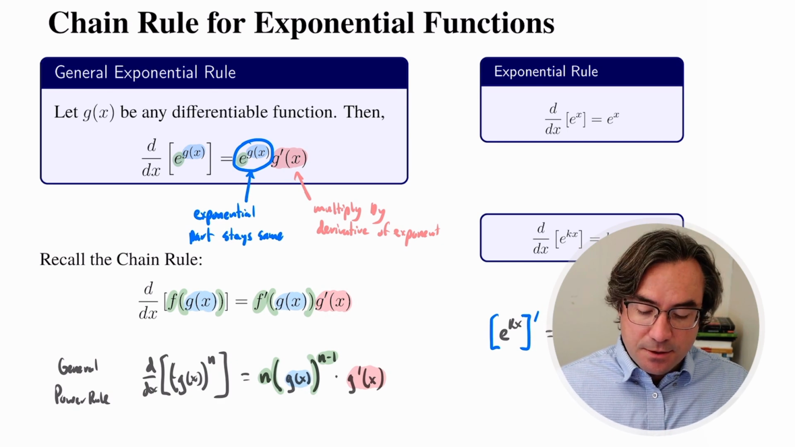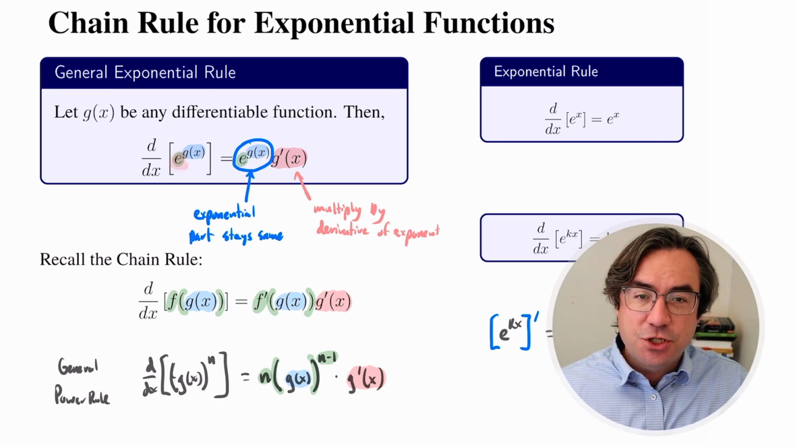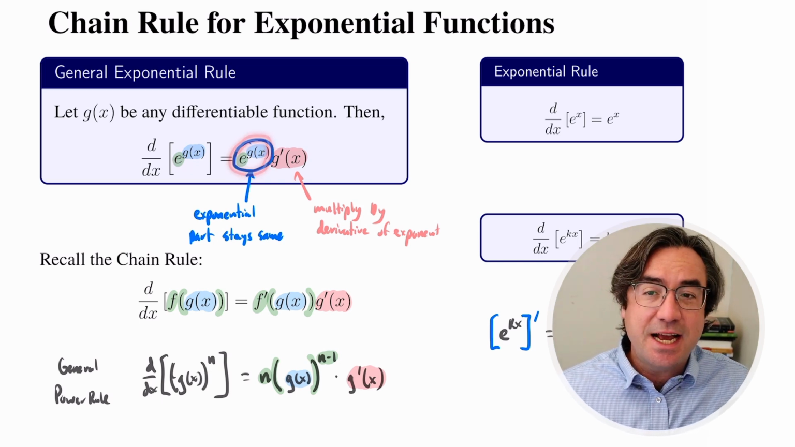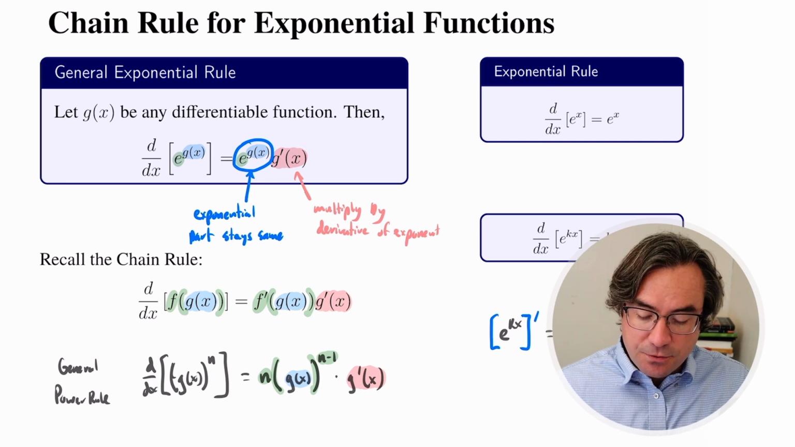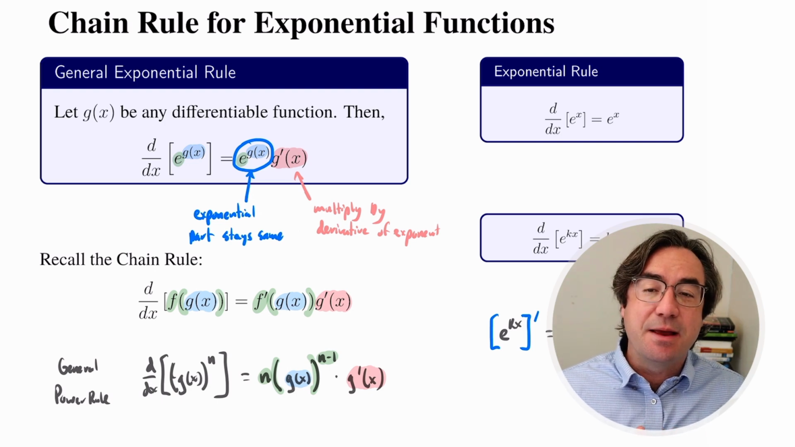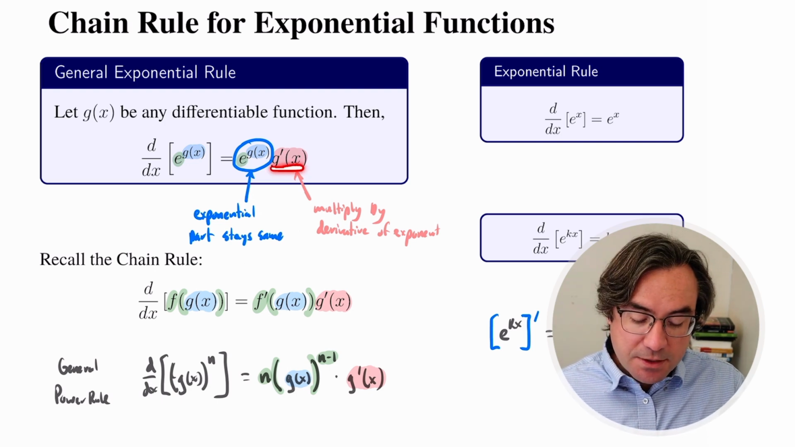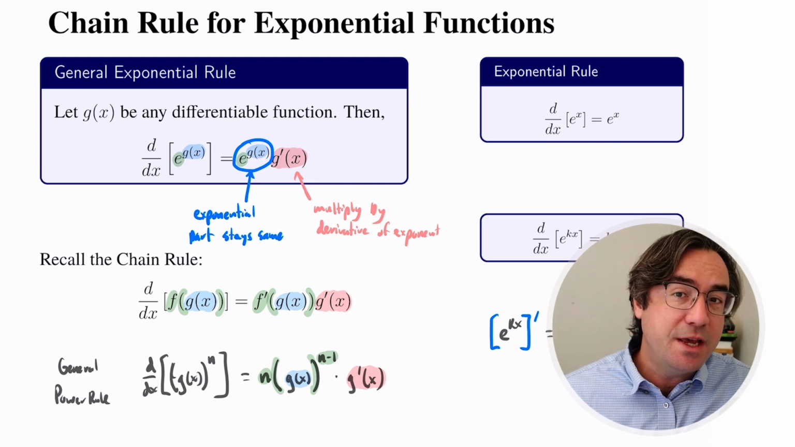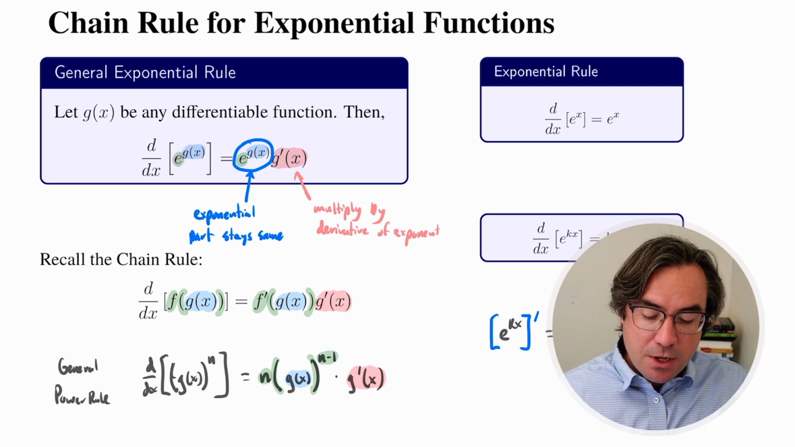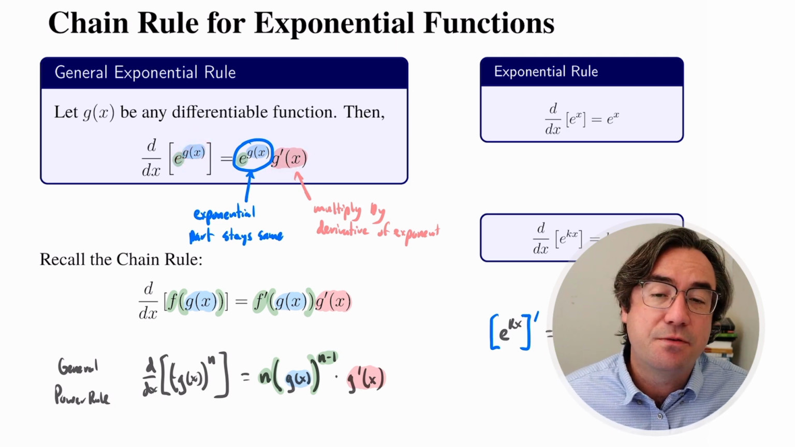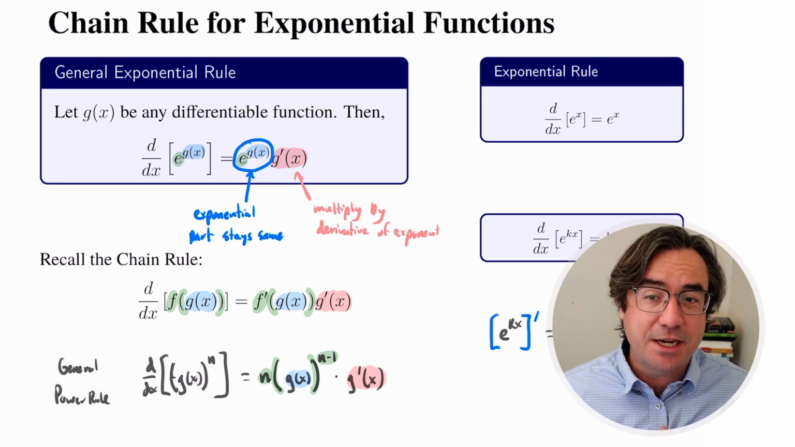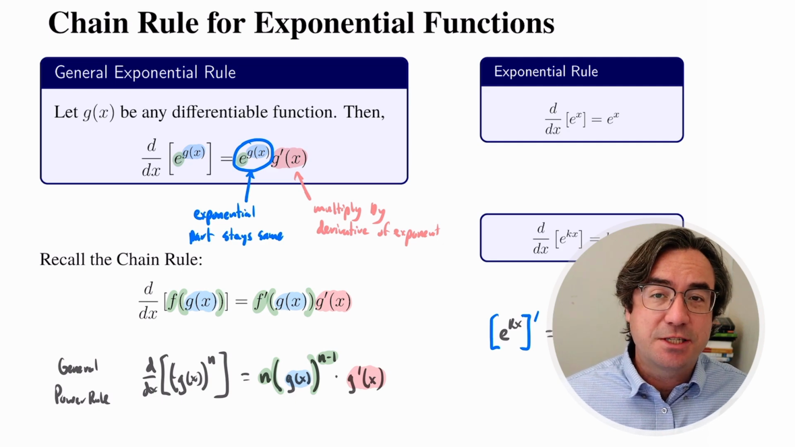For us, when we differentiate the outer function e raised to the power x, that part just stays exactly the same. So the exponential part of our derivative stays exactly the same. Then we multiply by the derivative of the inner function, which in this case is the stuff in the exponent. So this is our general exponential rule.